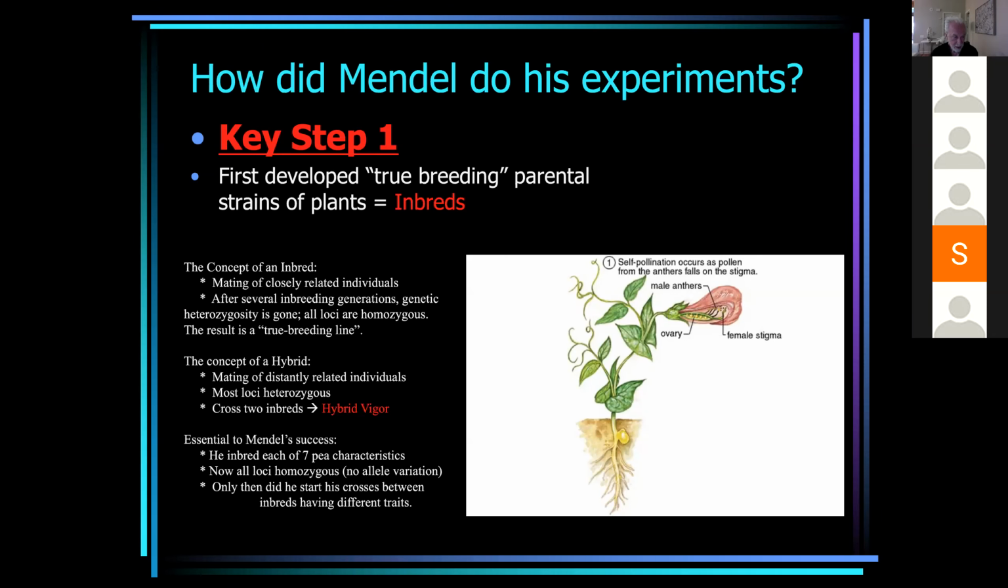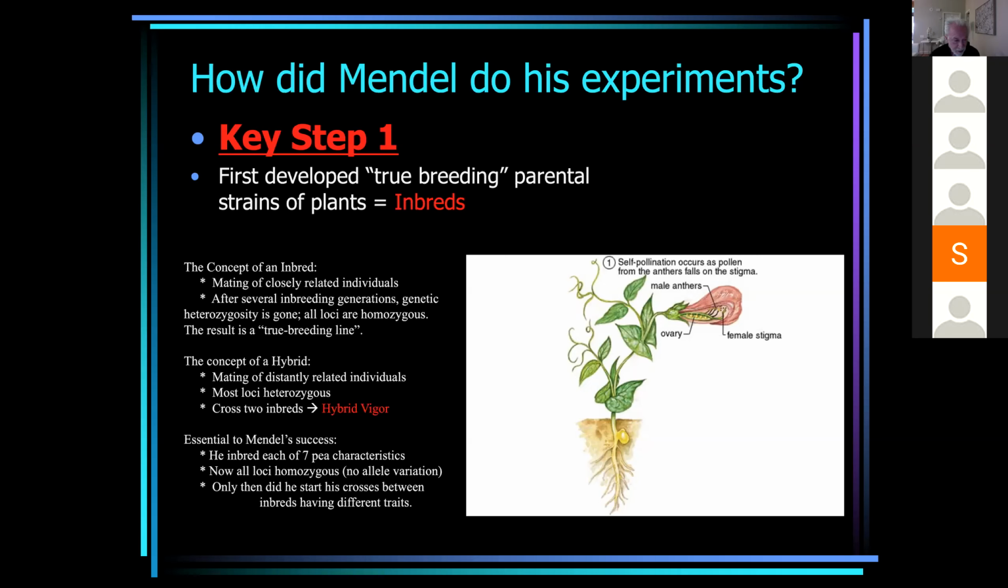Well, what is a hybrid? It's a mating of distantly related individuals so that most of the loci are heterozygous. When two inbreds are crossed, it can lead to a condition known as hybrid vigor.